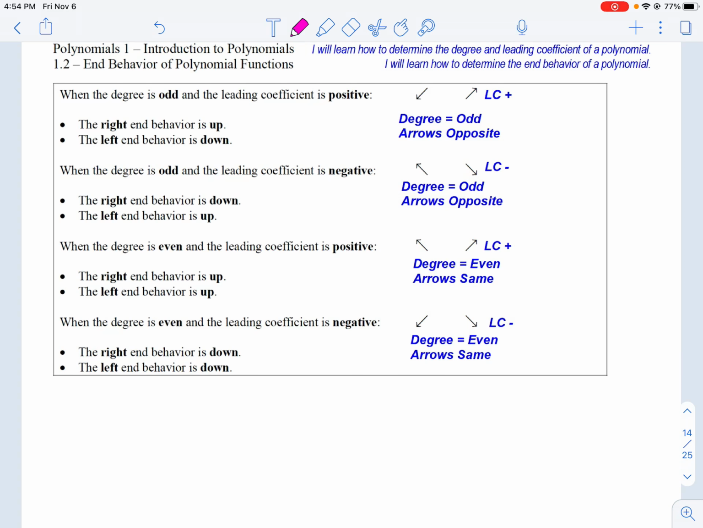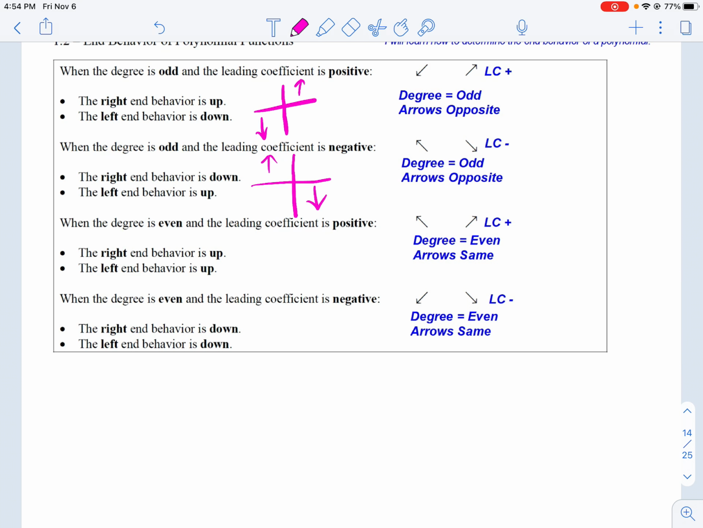So when the degree is odd and the leading coefficient is positive, the right end behavior is up and the left end behavior is down. I know there's also a picture in there. So when the degree is odd, you know it's opposite direction, and the leading coefficient is positive, so it's going to be like that. When the degree is odd and the leading coefficient is negative, we know it's going to be like this, decreasing on the right. When the degree is even and the leading coefficient is positive, it's going like this. When the degree is even and the leading coefficient is negative, it's going to be like that.